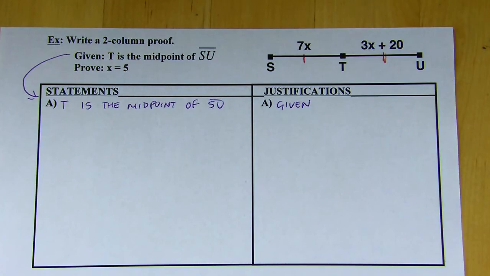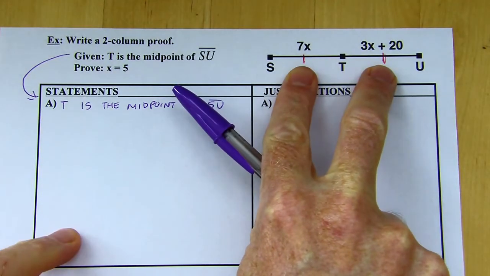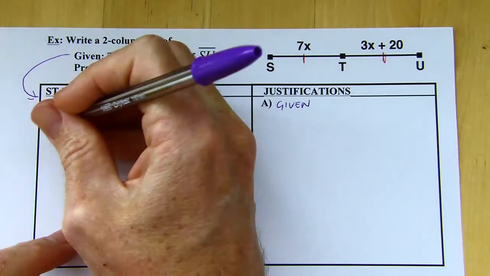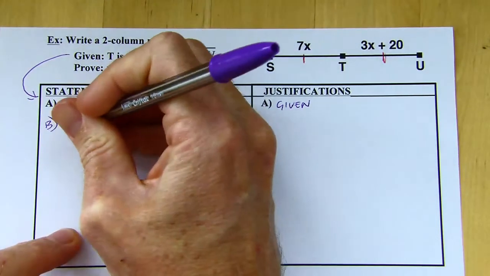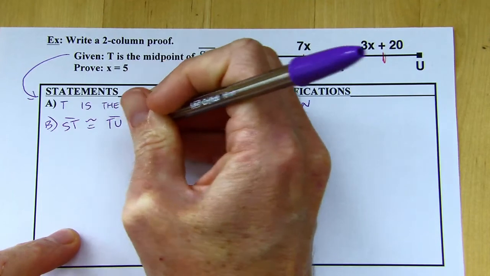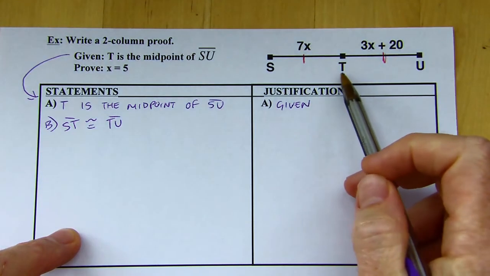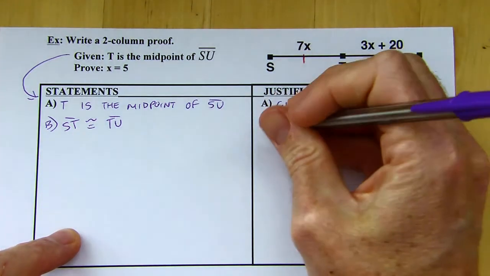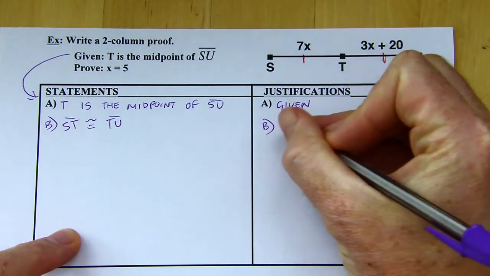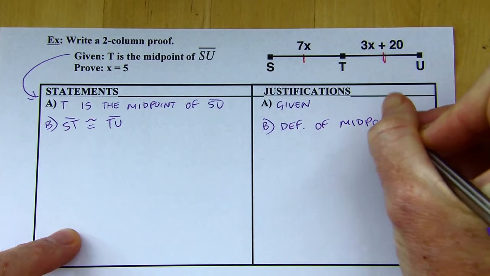So what I really want to do first, and this is a little picky, is say first that these two segments are congruent. So I would say ST is congruent to TU, just like I put in the picture with those marks, right? And the reason I knew that is because they told me T is the midpoint, and I know what a midpoint is. By definition, it cuts a segment into congruent segments. So this is the definition of midpoint.